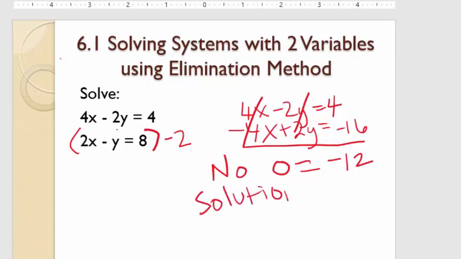And as we saw before, when there is no solution, it's an inconsistent system, and it means that these are two parallel lines. So when you get a true statement, it means all solutions. When you get a statement that's false, it means there are no solutions.